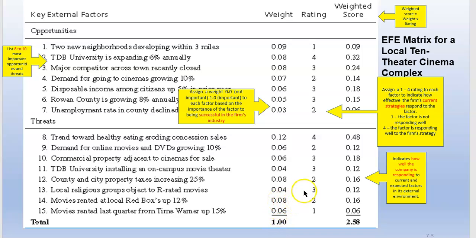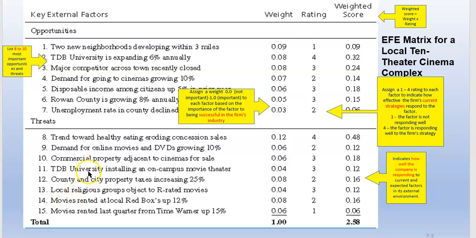After that, the third step will be on the rating. So you need to rate each factor on a scale of 1 to 4, where a rating of 4 means the factor is responding well to the strategy, and a scale of 1 means the factor is not responding well. After that, the fourth step is to multiply the weightage and the rating. Then you will get this weighted score, and you need to total up the weighted score to determine the overall weighted score for the company. So this is how you do your EFE matrix.